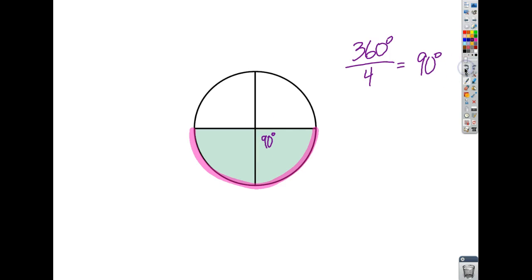But this is 2 of those. It goes 90 degrees to there and then another 90 degrees to there. This is another 90 degree angle. And then together, 90 degrees plus 90 degrees, these are the same units, we're going to get 180 degrees. Hopefully you did well on that one.